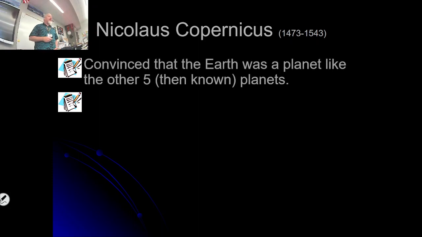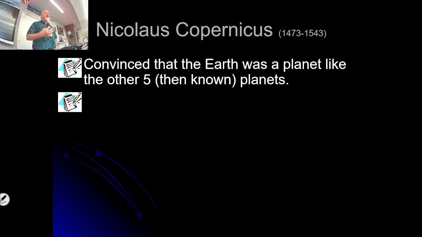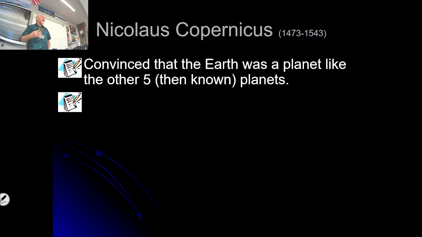But he's the guy that mathematically proves that the sun is the center of the solar system. And it goes through and explains how if we're a planet like all the other planets in the solar system, and we're going around the sun with only the moon going around us, then it explains why the planets move the way that they do.